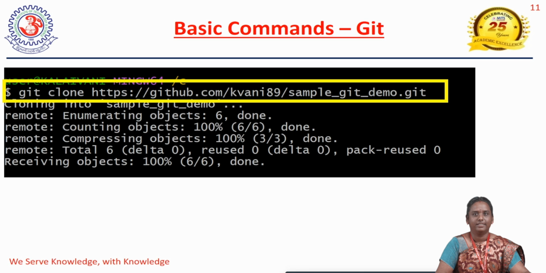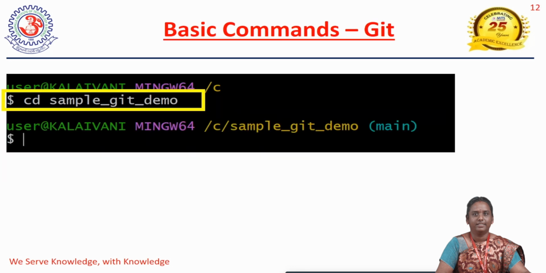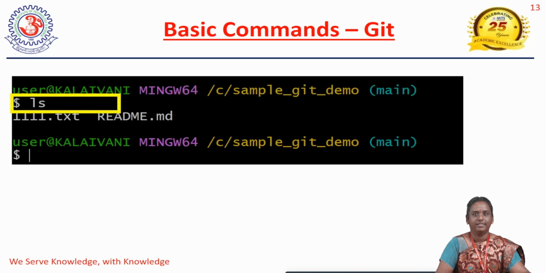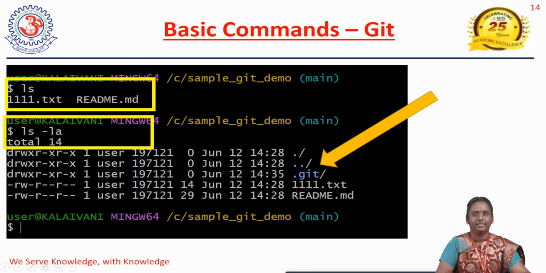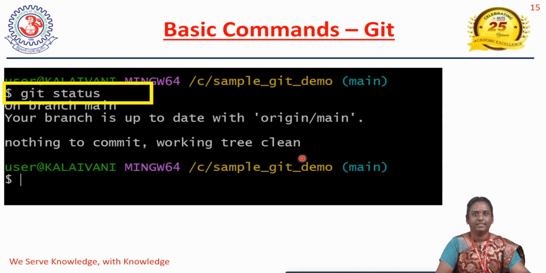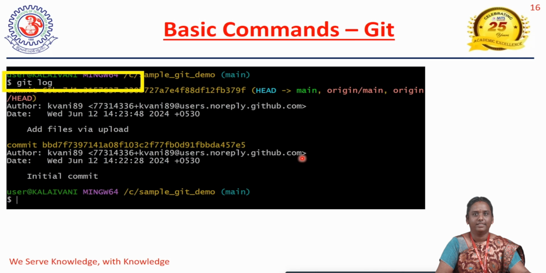I used git clone followed by the repository URL, and I changed into that directory using the command cd. To list the files I used ls, and it shows all the hidden files here. And to check the status of the file we use the command git status. And this I didn't tell you, there is another command, git log.